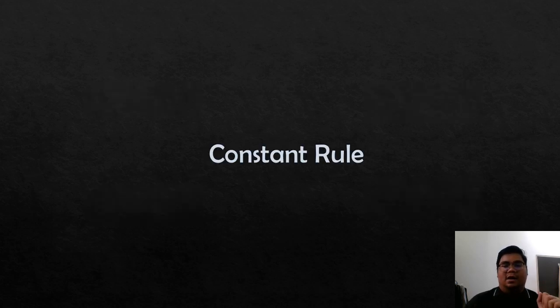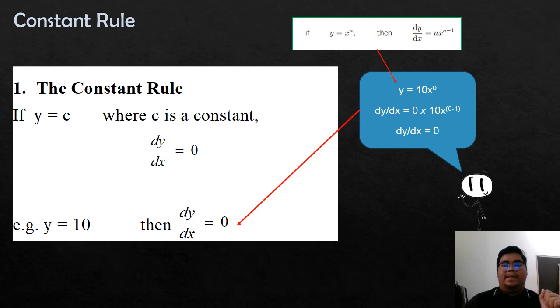The first one is the constant rule. This is where we apply it if the function is a constant, meaning that it's a number without any x in it, without a function of x. So for example, y equal to 10. When a function is a constant, the derivative is equal to 0.